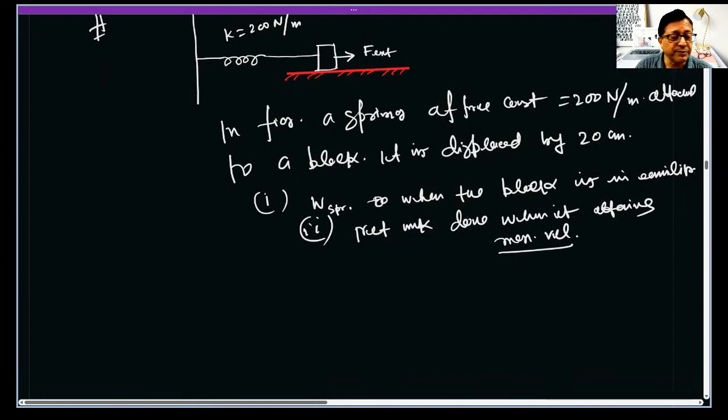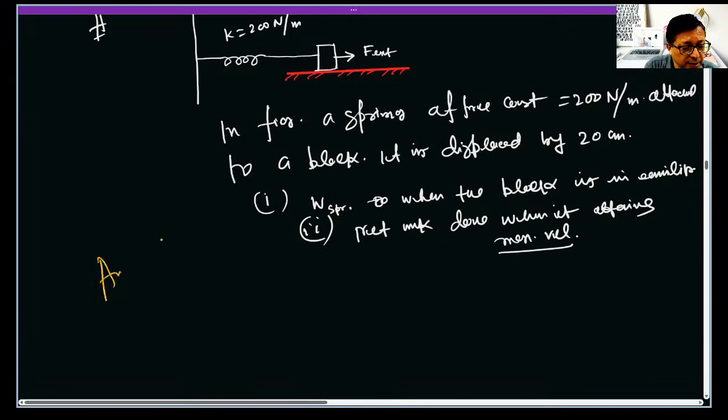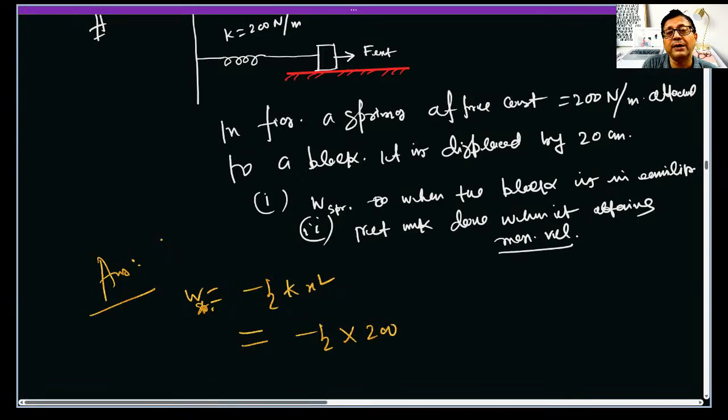When the block is in equilibrium, it will attain the maximum speed. Okay, so first you calculate that the work done is equal to minus half kx squared. Why? Because this is the work done by the spring. So W spring will be minus half kx squared. K is given as 200 and x is how much? 0.20.